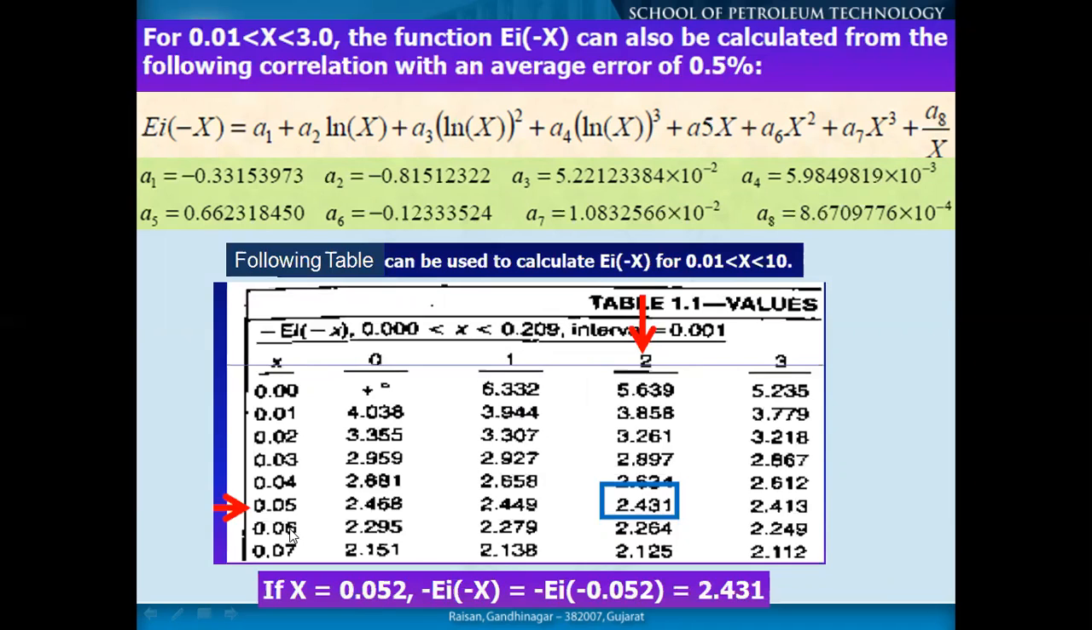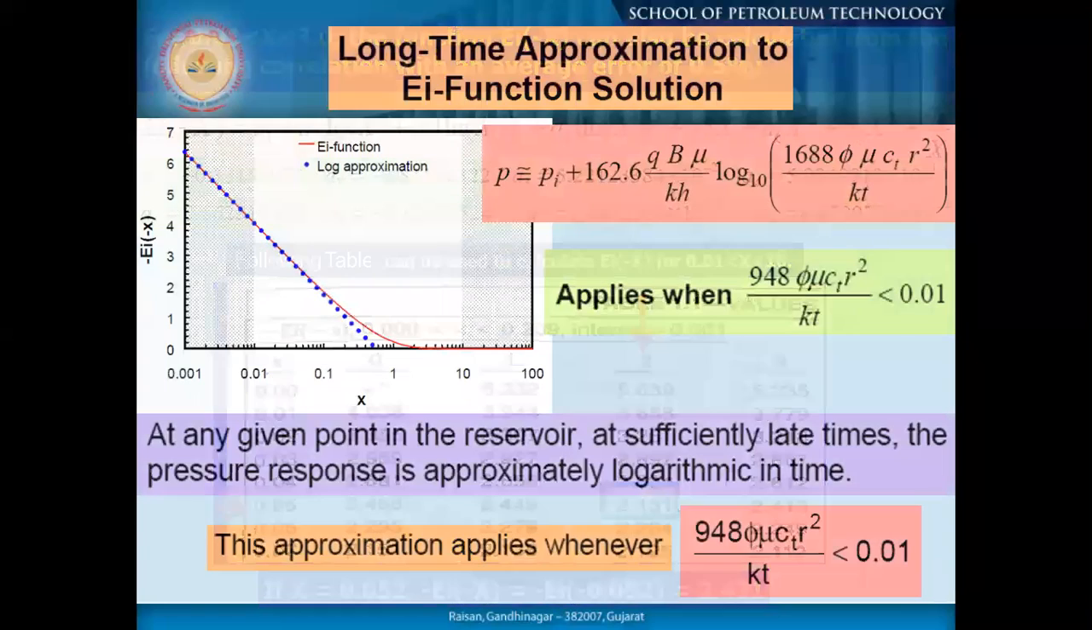So what you do, 0.0 up to 2 you take, then here you get the next term, so 5.2. Up to this you can take, so this is 1 and this is 2, so you get 2.431. That is how, specifically when we have the value of x greater than 0.01 and less than 0.3 or 10, that time we could really use the expansion parameters.